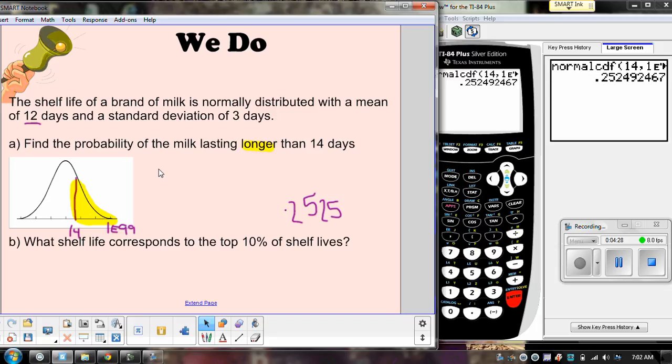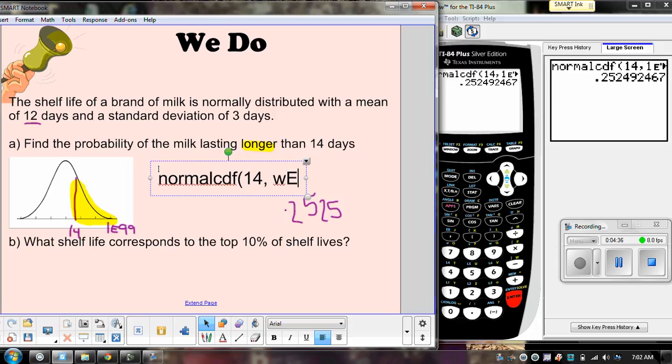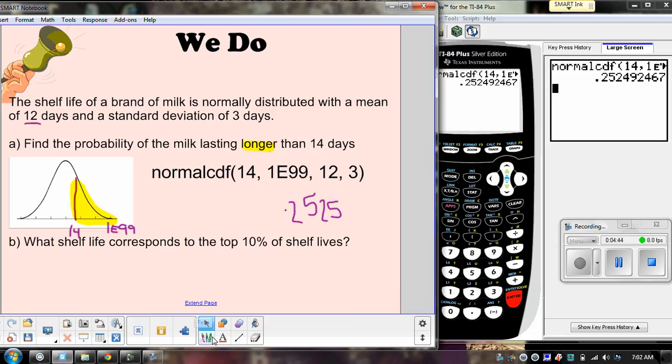To show your work, if you're going to be using the calculator for credit on a test, you would write out normal CDF, and then just everything you typed in. So if you just write that out, that would constitute as work, and then we have our final answer of 0.2525. So again, it's a 25% chance that the milk would last longer than 14 days.